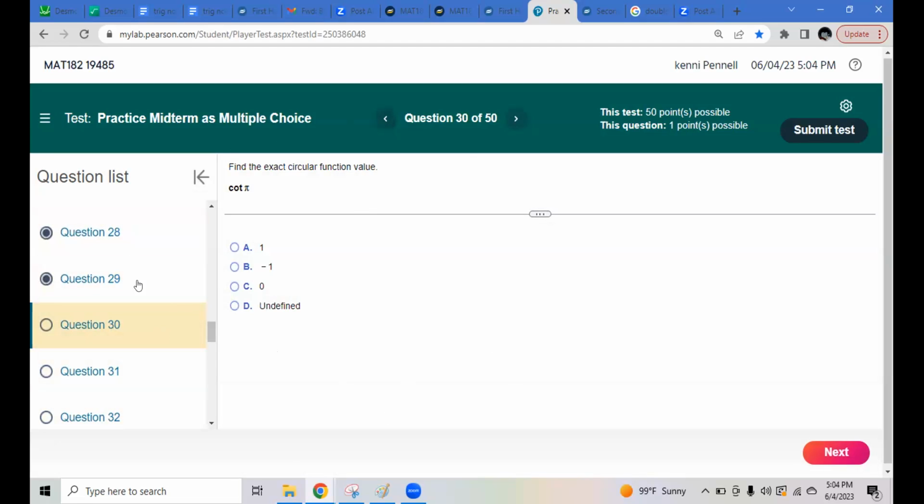This one I use the unit circle for, right? No. The cotangent is the reciprocal of tangent. So whatever the tangent of pi is, you flip it. And if that's not clear, I can share. You can also think of it as the cosine of pi over the sine of pi. Does it say the cosine of pi on the unit circle, or do I put it into my calculator? Yeah, it's on the unit circle. Okay.